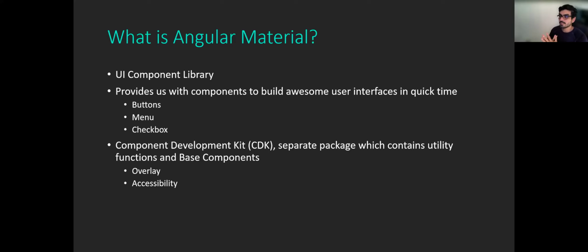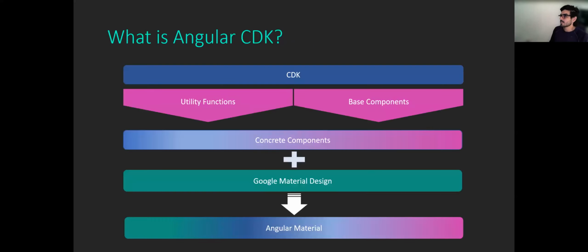But Angular Material does come with a separate package, and that's the Component Development Kit. And that is what handles that utility function. And some of that utility, you'll see, is like an overlay or accessibility. And we'll see some of that as we start to code along. But I wanted to break that down because I think it's important for you to understand a little bit about the differences between the two. When we go into the documentation, you'll see. And so here we go.